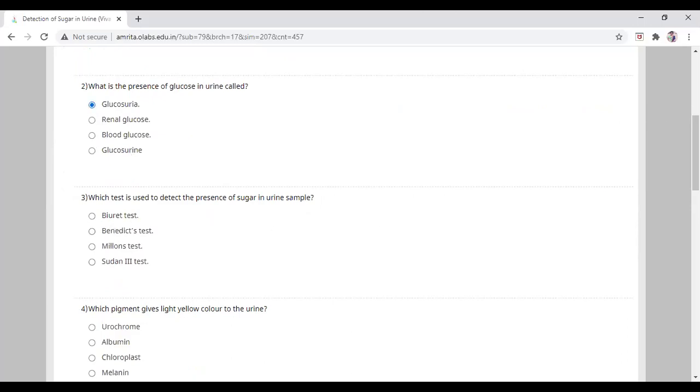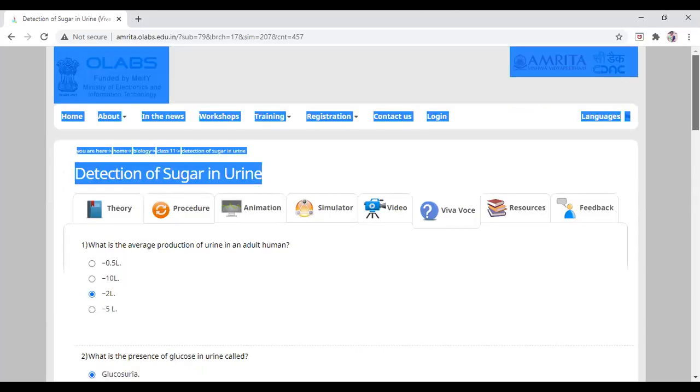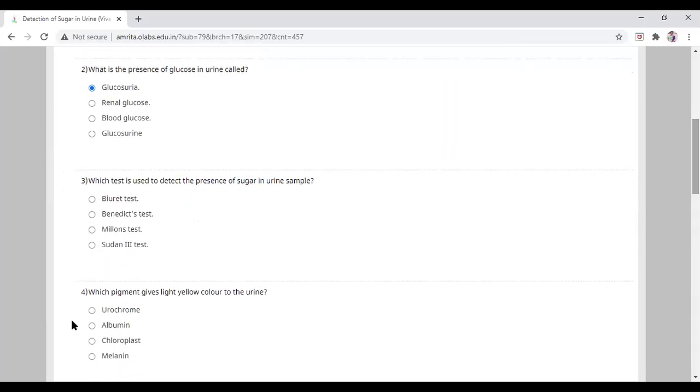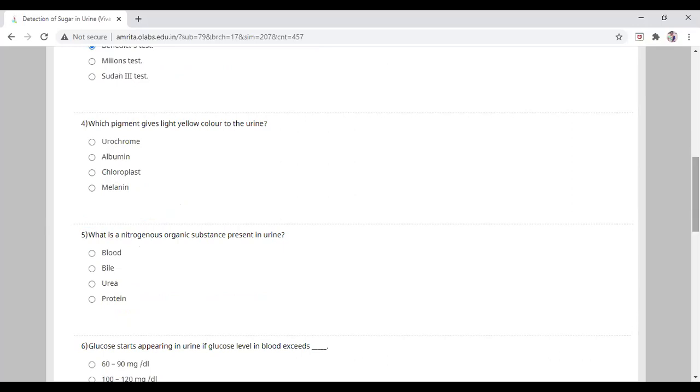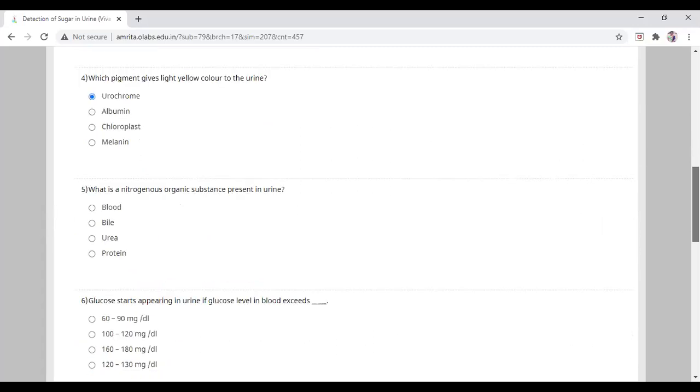Which test is used to detect the presence of sugars in a urine sample? Benedict's test, we have just studied. Which pigment gives light yellow color to the urine? Albumin, chloroplast, melanin, urochrome. It's related to urine. The word is urochrome.